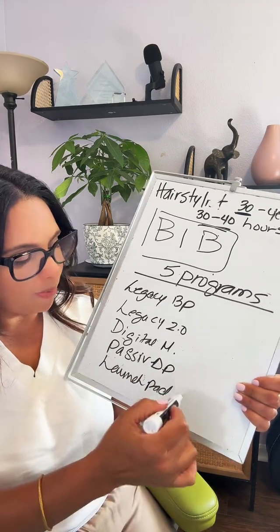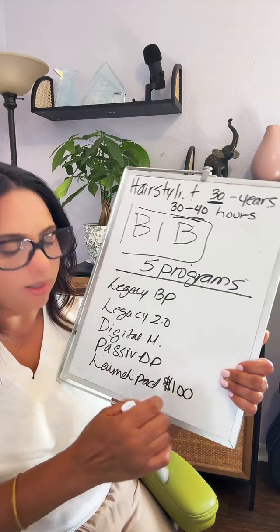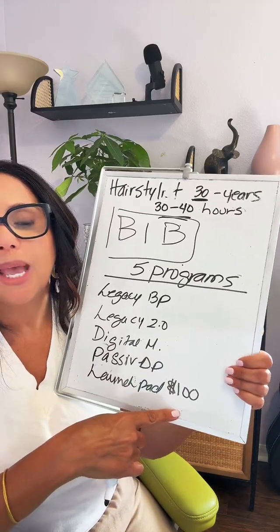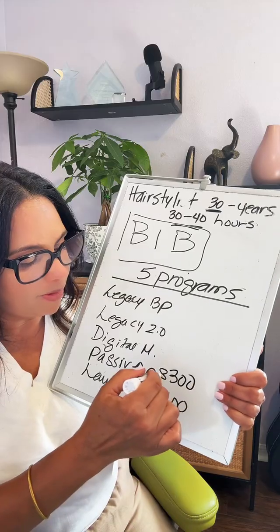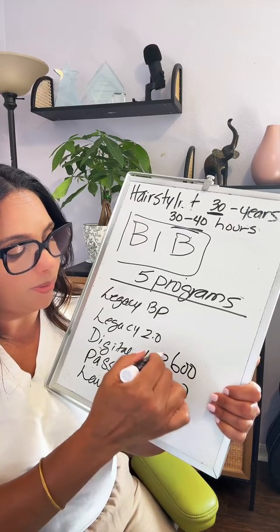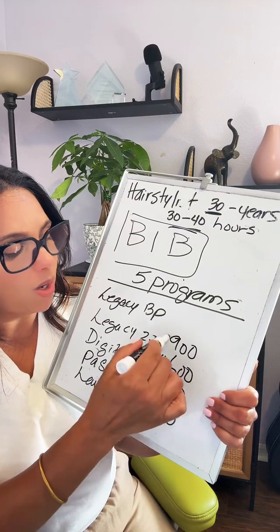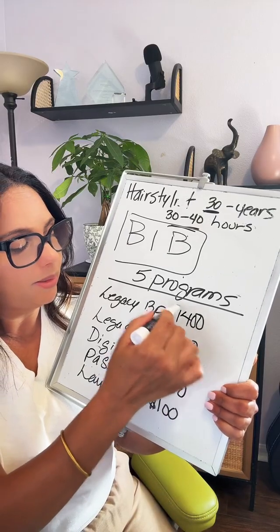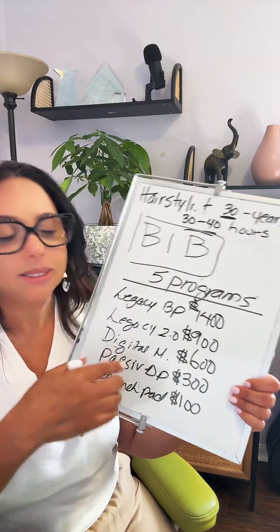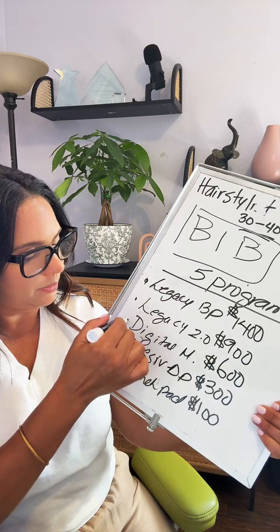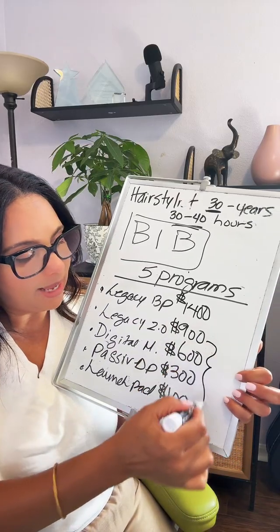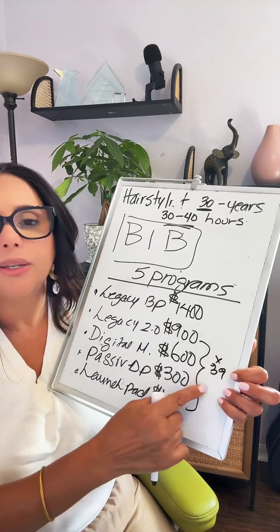This is where our programs start. Launchpad starts at 100, and then they go up. Each one has a little bit more information and education. You pick where you want to begin. Do you see what I'm saying? This is not just for a few people. This is for anyone that is ready to start their online business. These are the programs. You pick one. There are 5. Each of these has a $39 one-time website fee.